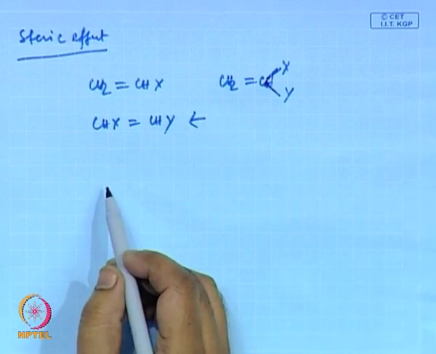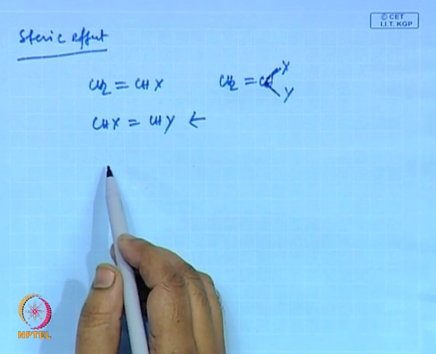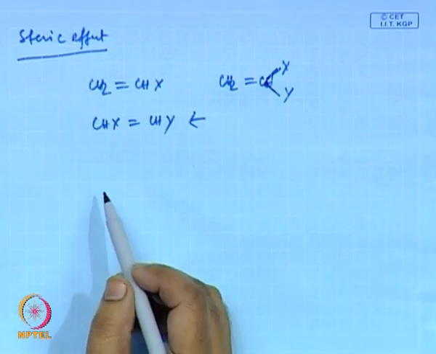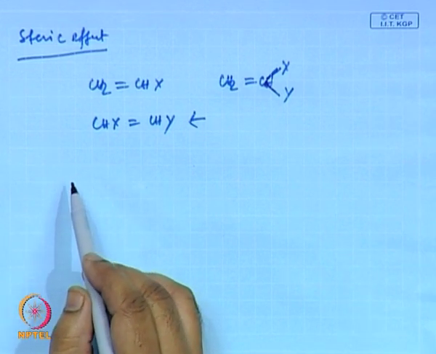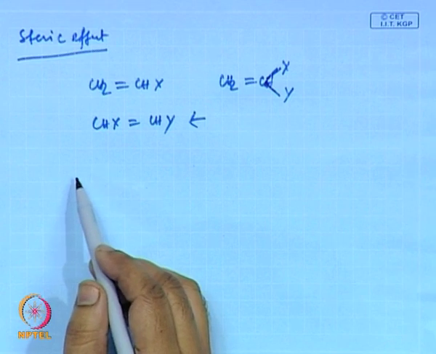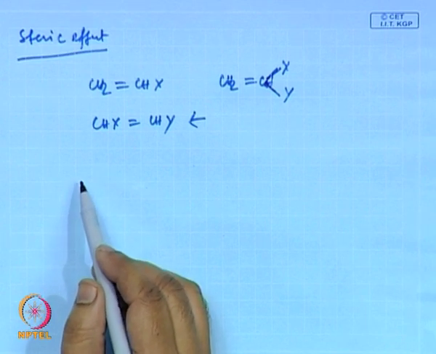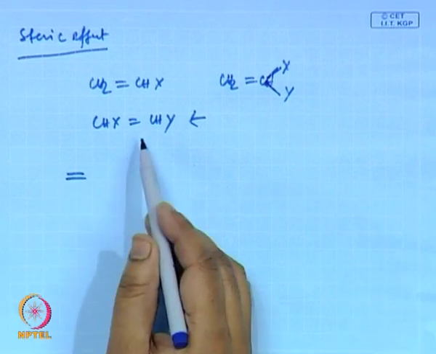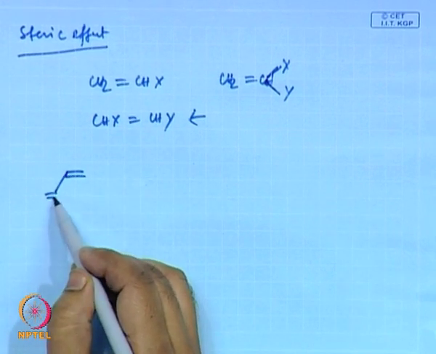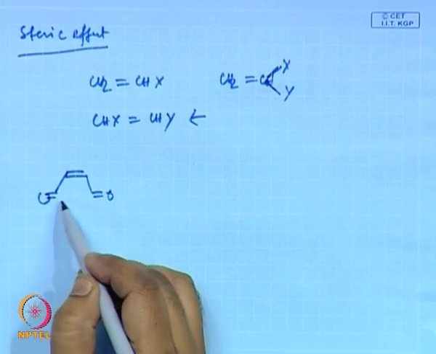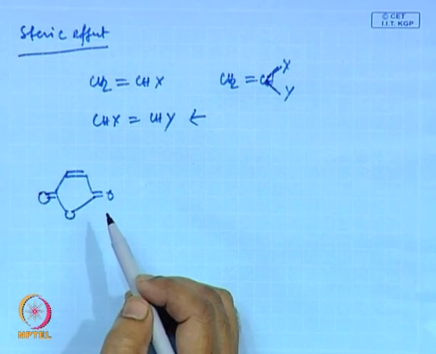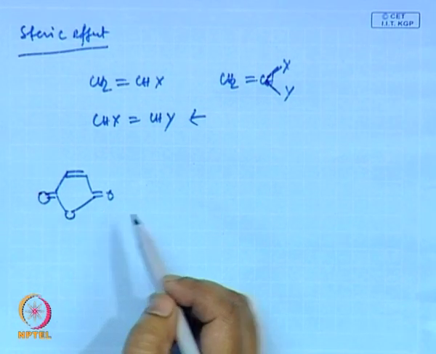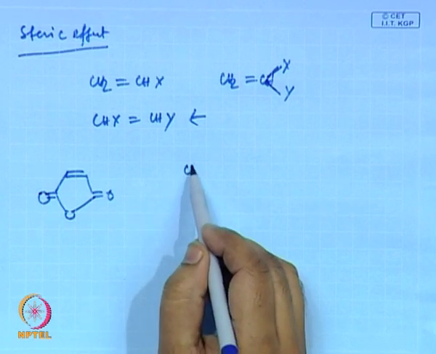Now, in some cases the polarity effect can actually help in polymerization or overcome the steric effects. For example, if I take a monomer of this sort, like maleic anhydride, and take stilbene.